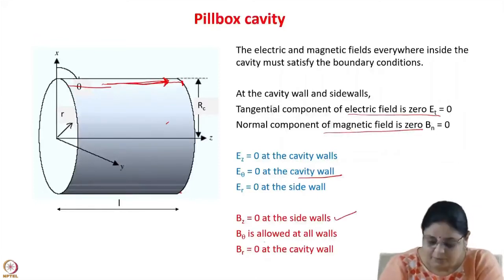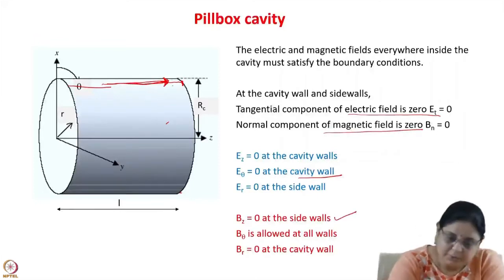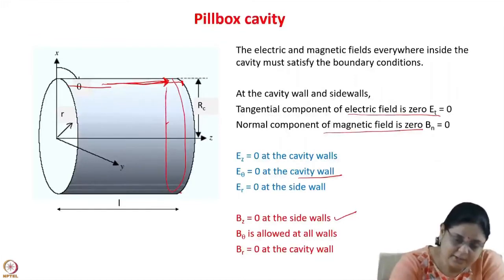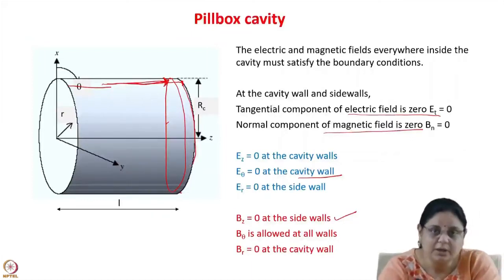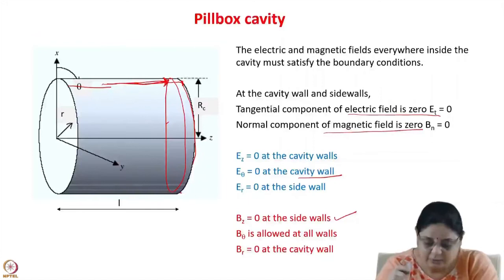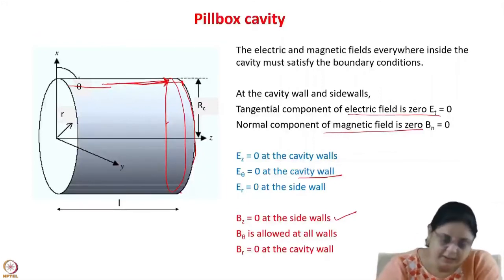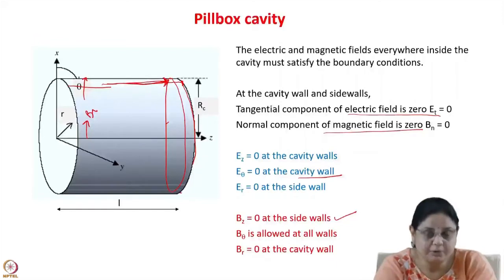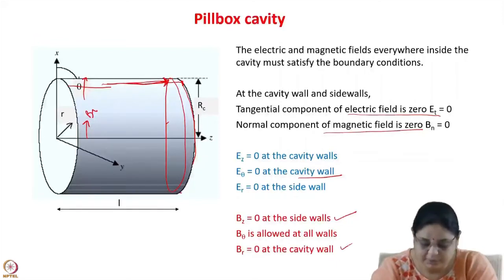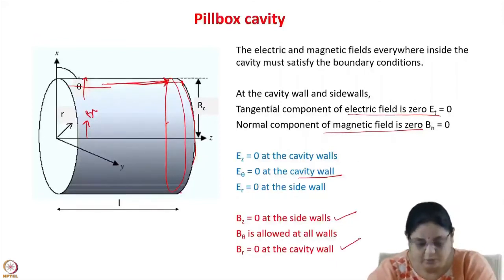B theta is allowed at all the walls, because at the cavity walls, B theta is the tangential component. Also at the end walls, it is the tangential component, and by boundary condition, it is allowed. BR is equal to 0 at the cavity wall. BR is in this direction. So at this boundary, it is the normal component, and the normal component of magnetic field is not allowed. So BR is equal to 0 at the cavity wall.